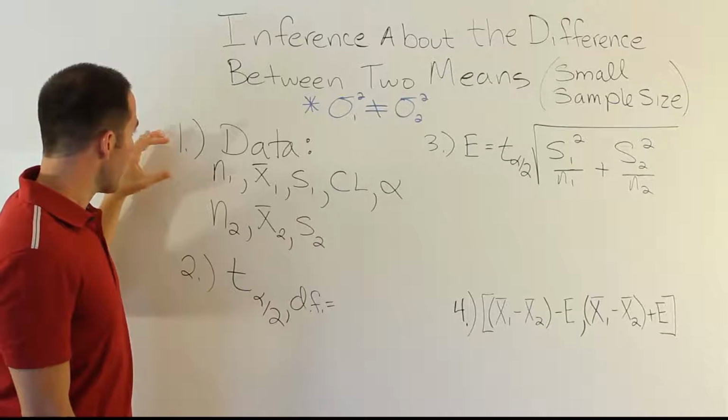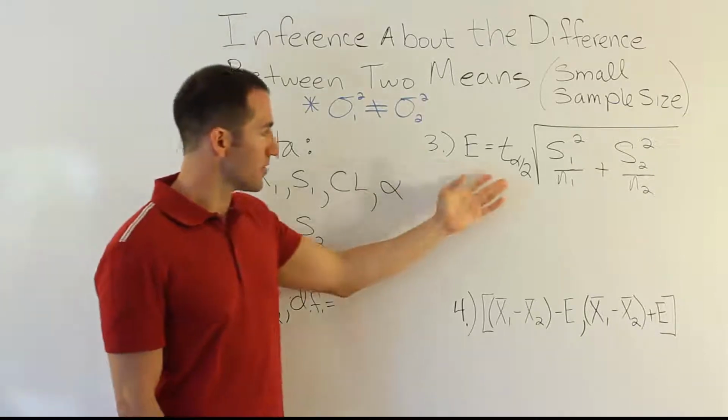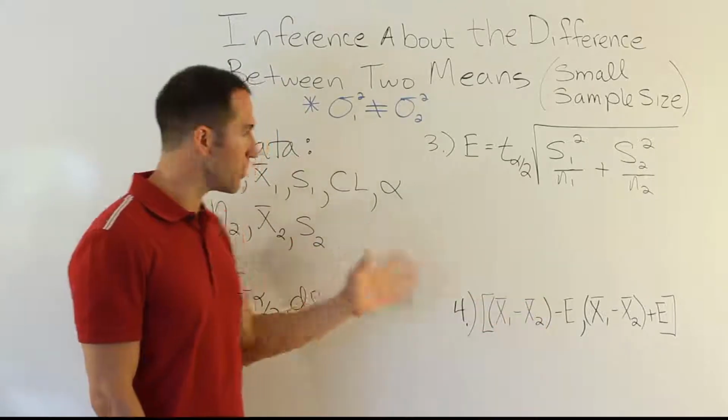All right, so the data step is the same. We have a table value step here. We have a margin of error step. We have a confidence interval step. So those basically are the same.